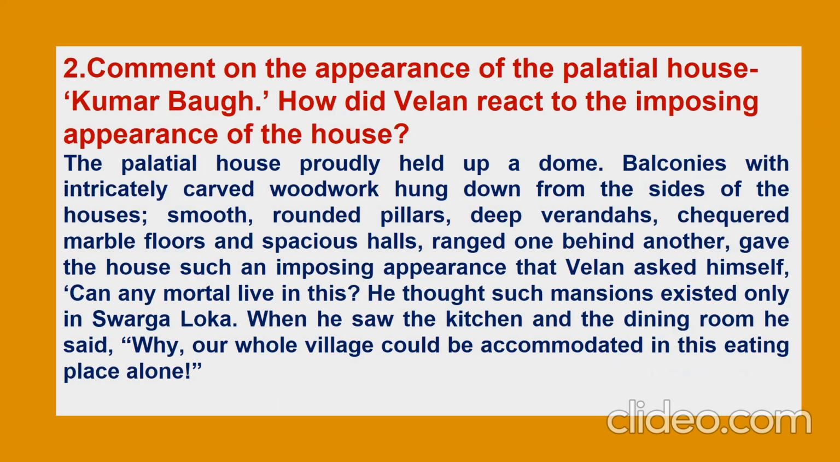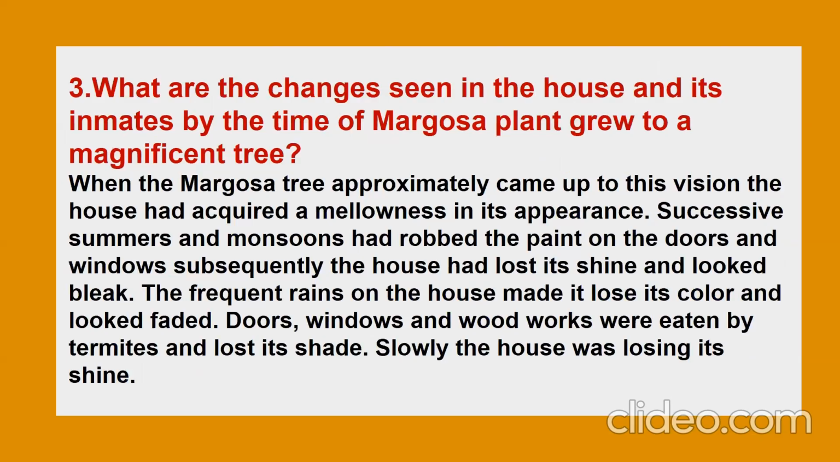The palatial house proudly held up a dome. Balconies with intricately carved woodwork hung down from the sides of the houses. Smooth rounded pillars, deep verandas, checkered marble floors, and spacious halls ranged one behind another gave the house such an imposing appearance that Velen asked himself, can any mortal live in this? He thought such a mansion existed only in the Swarga Loka. When he saw the kitchen and the dining room, he said, why, our whole village could be accommodated in this eating place alone?